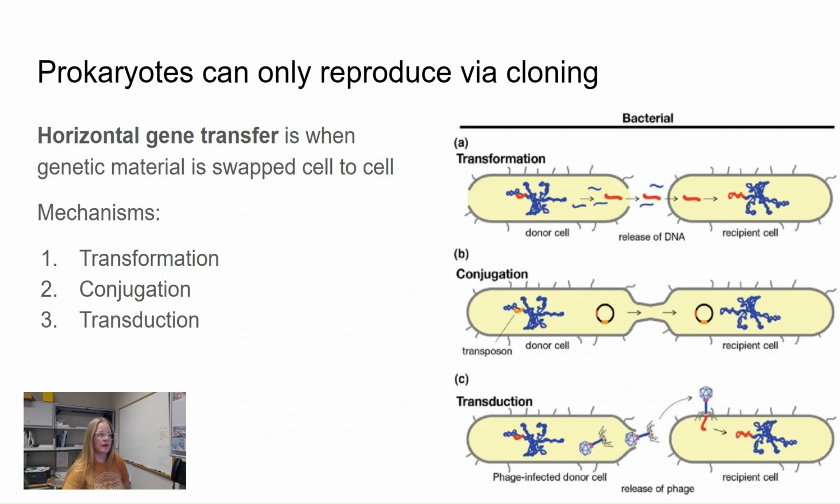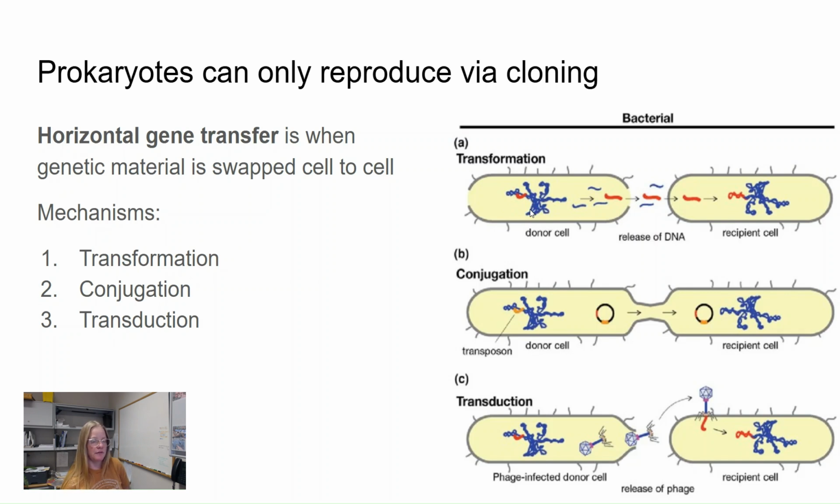Okay, so again, prokaryotes can only do asexual reproduction. So instead of having sexual reproduction to get this genetic variability that we see in eukaryotes, they're going to use this other mechanism called horizontal gene transfer. And this is where we're going to take those plasmids and swap them between cells.